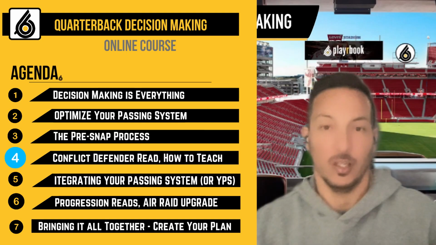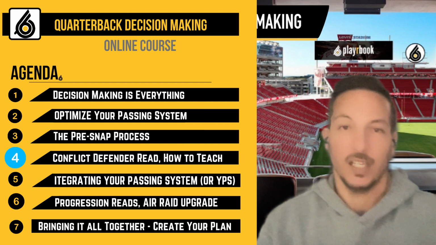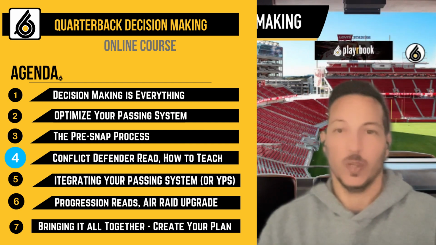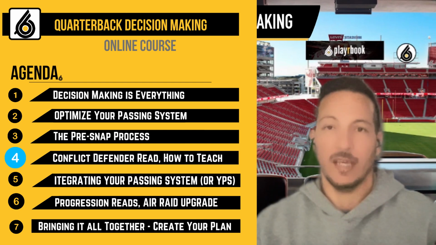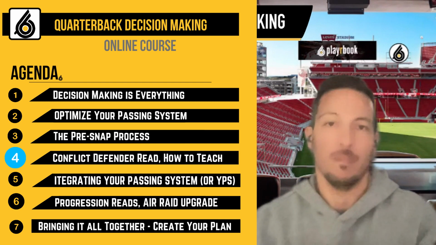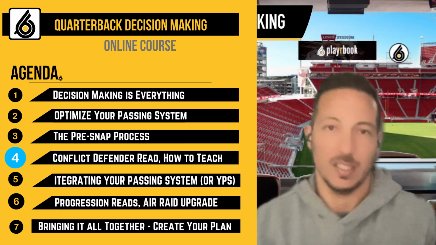In this first phase of the quarterback decision-making online course, we will focus our attention on our core plays, which many spread teams would refer to as quick game plays. And in these quick game plays, we use the man apex conflict defender read to help them make quick decisions after we snap the ball.